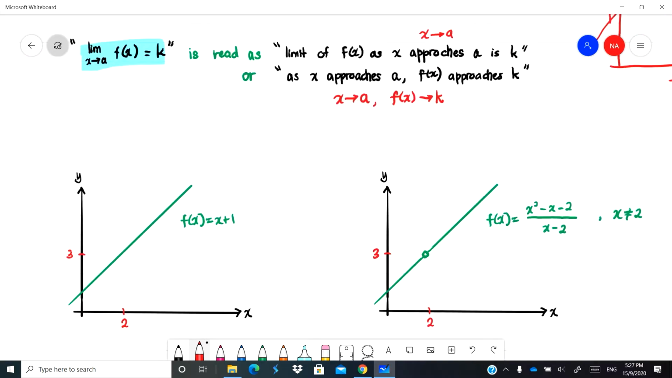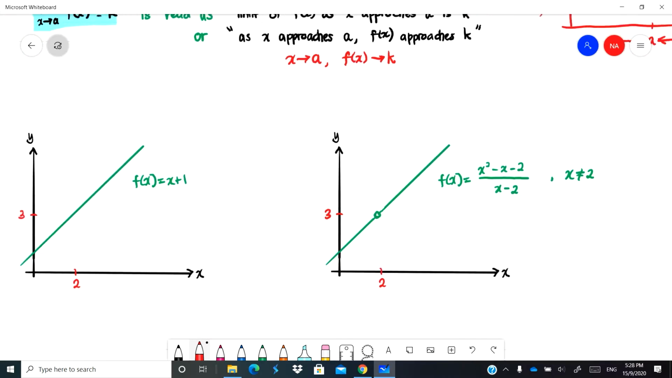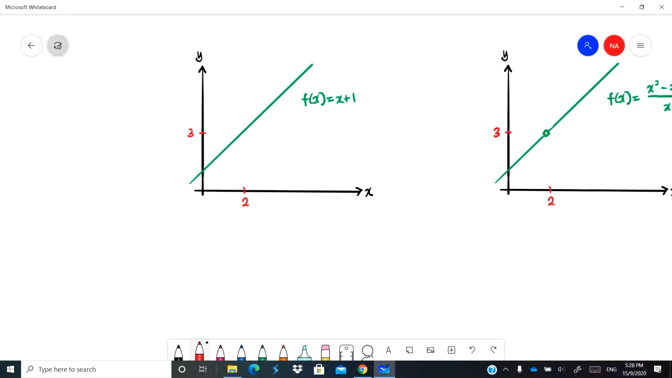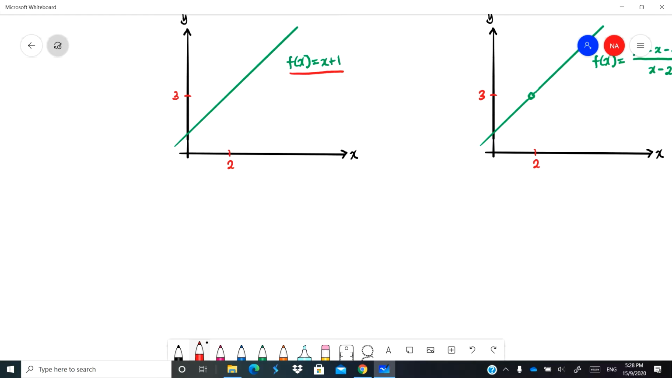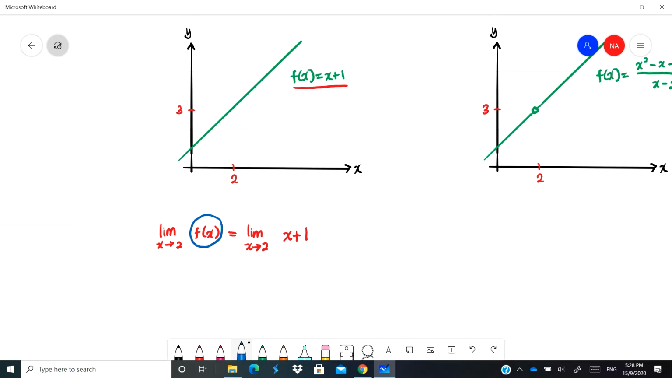We'll divide into 3 different cases here. For the first case, we have the function defined by f(x) equal to x plus 1. Let's say we want to find the limit as x approaches 2 of f(x). Firstly, you write f(x) as x plus 1.